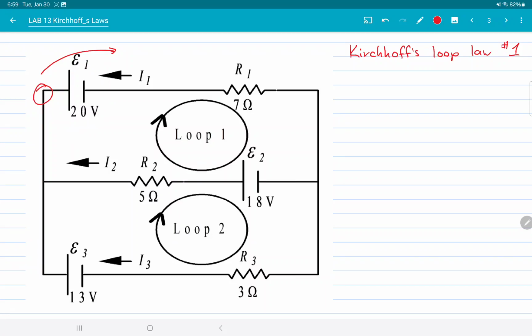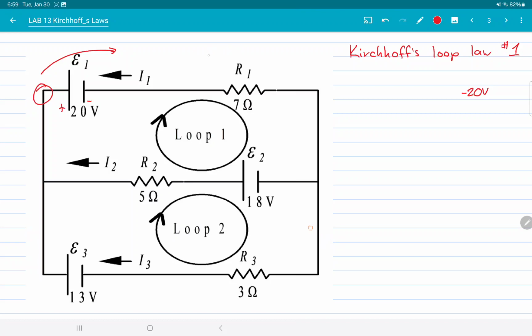Now, we showed power sources as two lines of unequal length. The longer line is the positive, the shorter line is the negative. So we're going through this power source, this battery, backwards. So I'm going to have a negative 20 volts that I'm dealing with here.